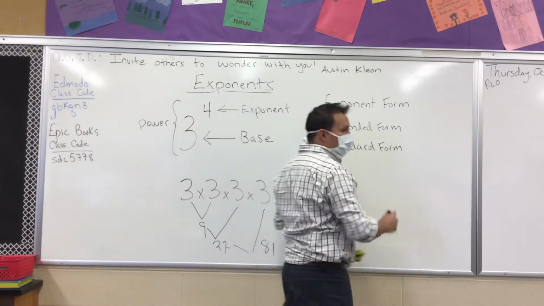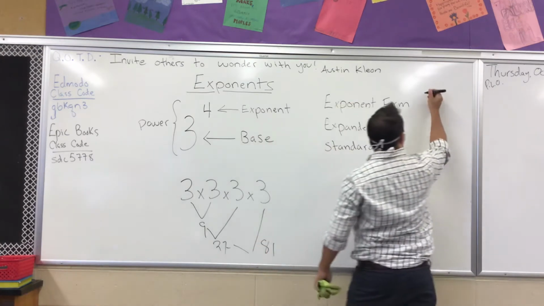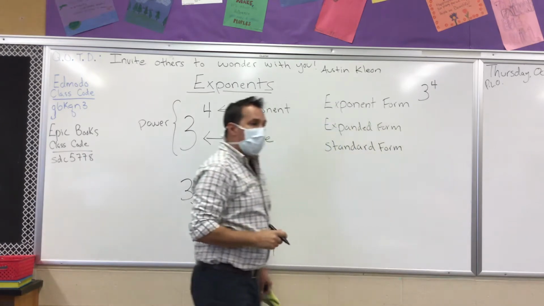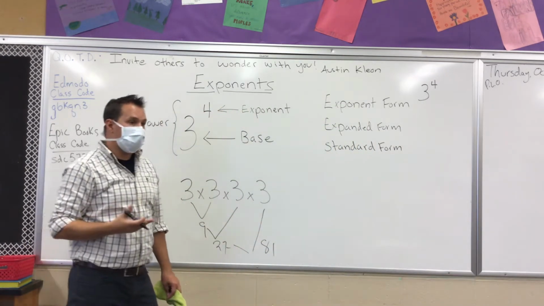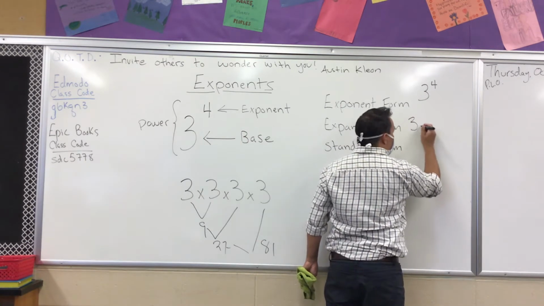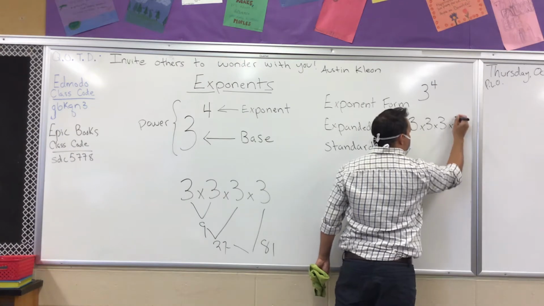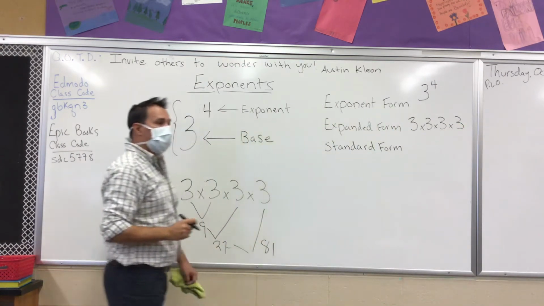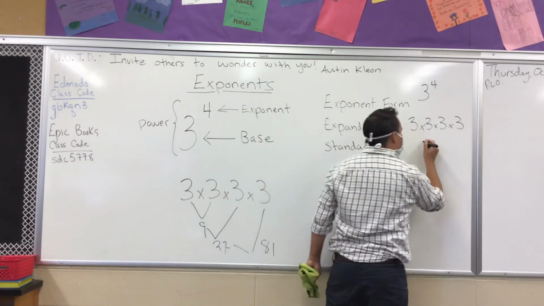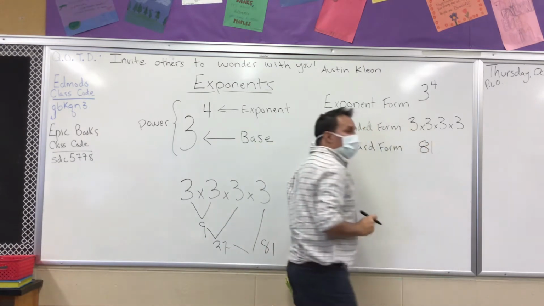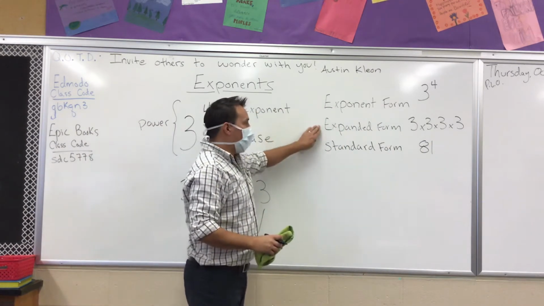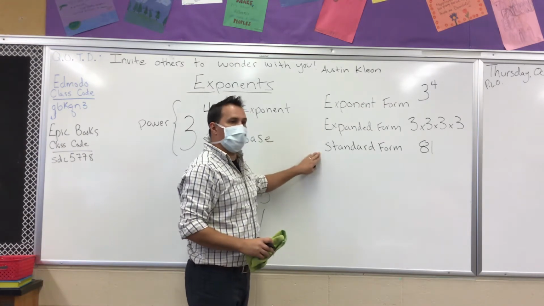So there's different ways. We talk about exponent form, right? So we say 3 to the power of 4. It's written as an exponent, okay? It can be written as expanded form. 3 times 3 times 3 times 3. And finally, it can be written in standard form. Standard form is the answer. Okay? So you have exponent form, expanded form, and standard form.